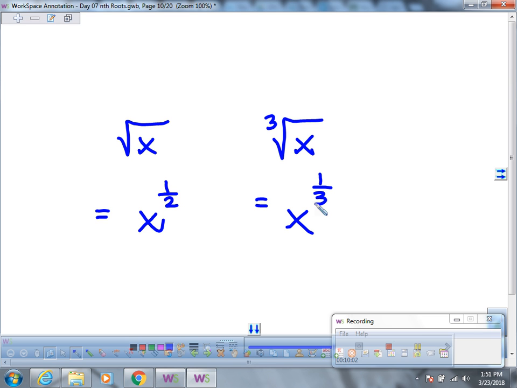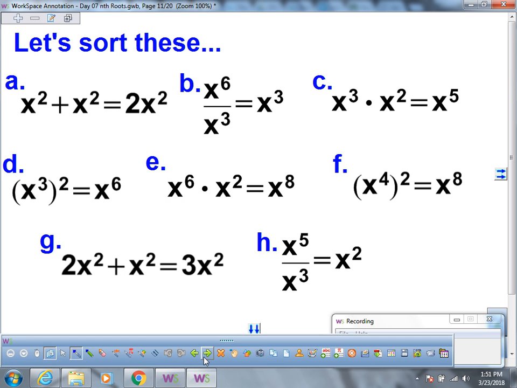Okay? Alright, this is the next exercise I'd like you to do. Can you guys put this in 4 different categories on your desk? Put them in 4 different categories.